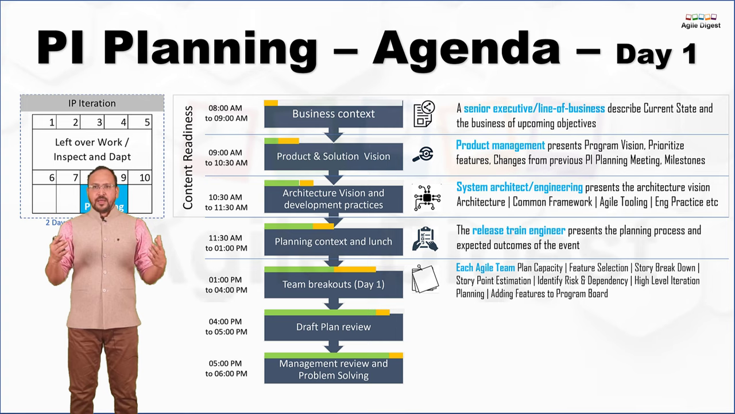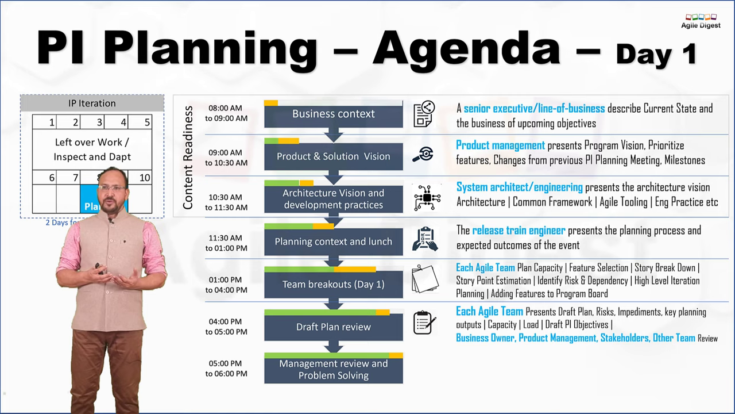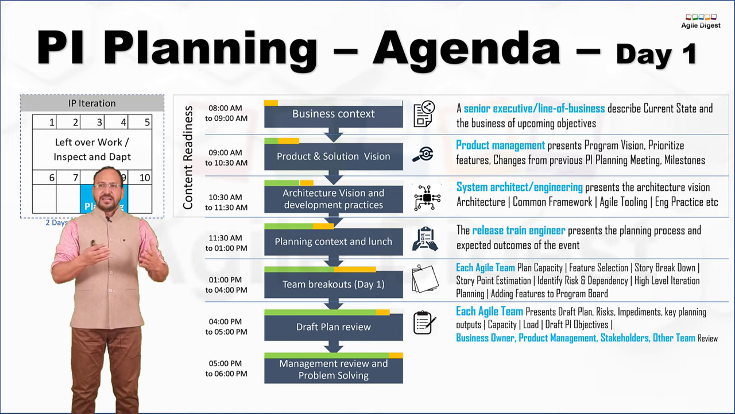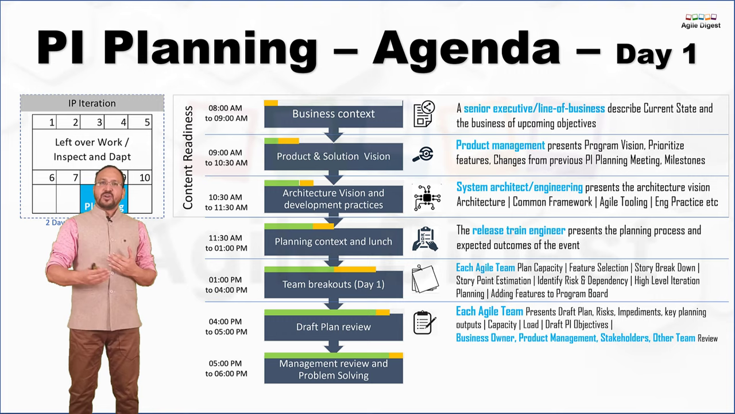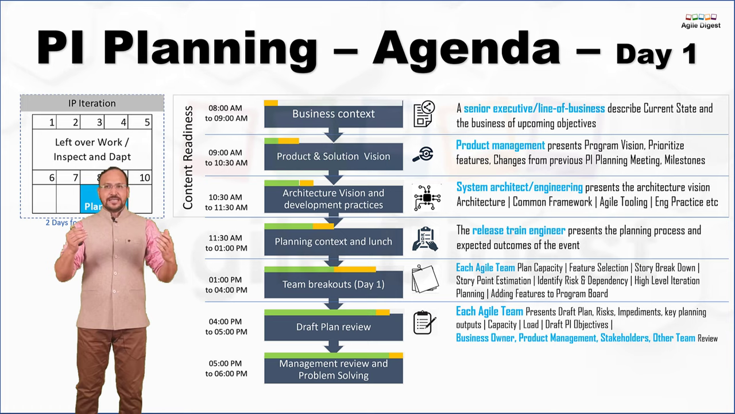Once the draft plan is ready, the next step is our draft plan review. Each agile team presents the draft plan and risks, impediments, and whatever their key planning output is: capacity, how much load they have, and what the stretch objectives are. Stretch objective is not the right term if we're talking about 5.0, but they talk about the uncommitted objectives they have, and they present it to the business owners, product management, stakeholders, and any other team members.